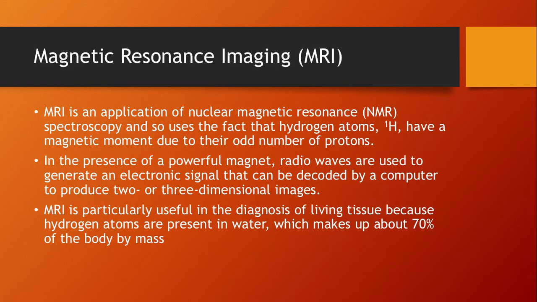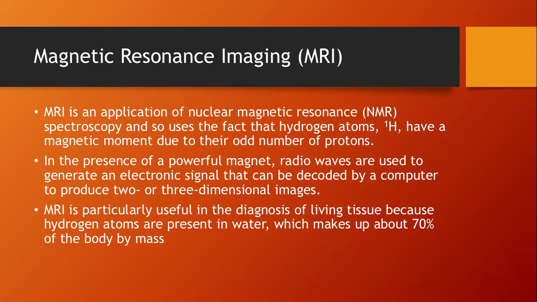So let's talk a little bit about magnetic resonance imaging, commonly known as MRIs. MRI is an application of nuclear magnetic resonance, which is NMR spectroscopy, and so uses the fact that hydrogen atoms have a magnetic moment due to their odd number of protons. In the presence of a powerful magnet, radio waves are used to generate an electronic signal that can be decoded by a computer to produce 2D or 3D images.